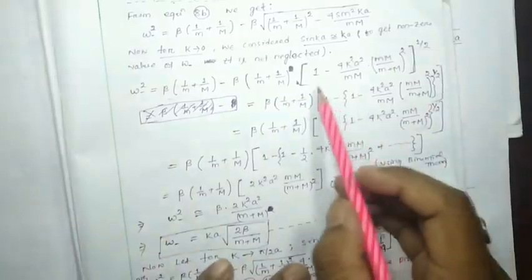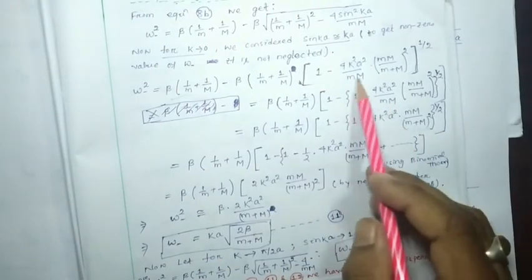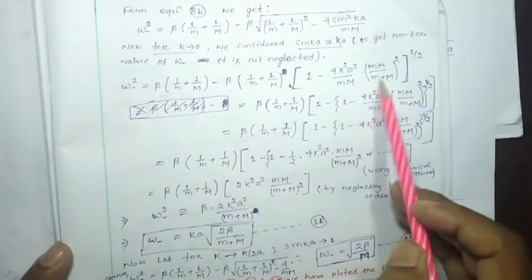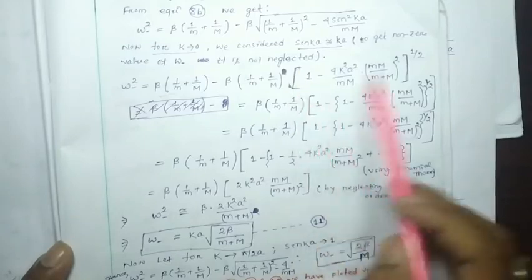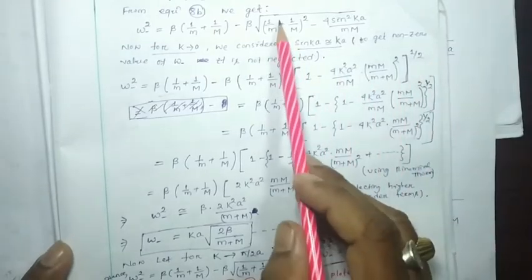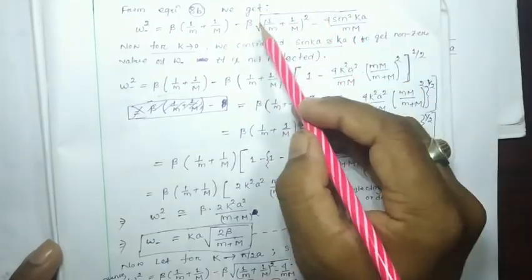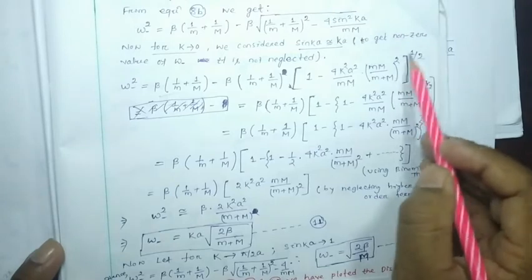So we got 1 minus 4 k square a square by small m capital M, into small m capital M by small m plus capital M square. This is in bracket, whole root over, which was here. Okay, here the root over symbol is there; instead of the root over symbol I have written to the power 1 by 2.